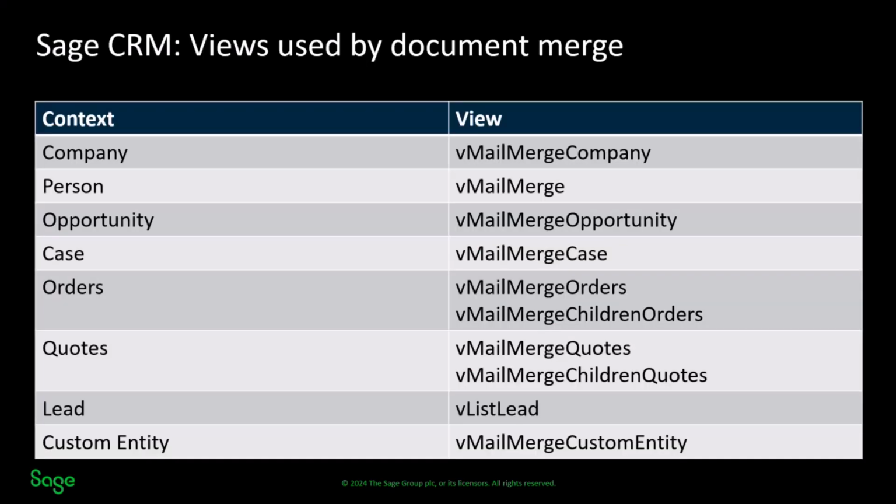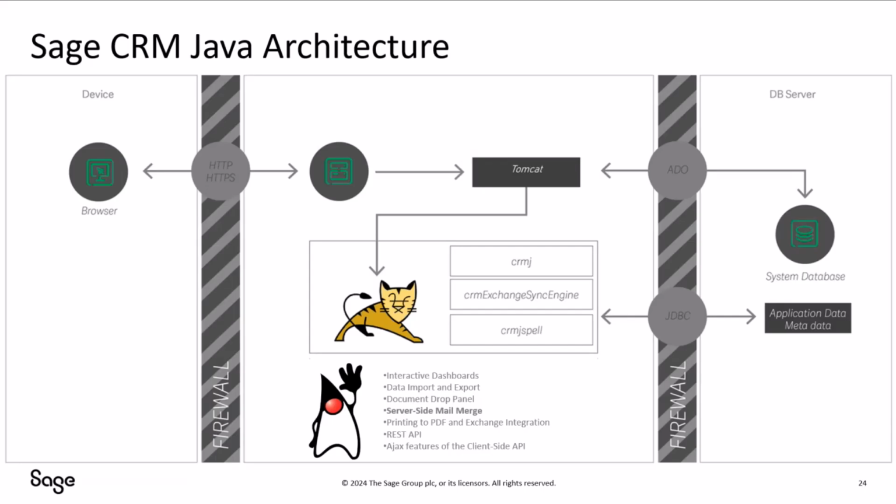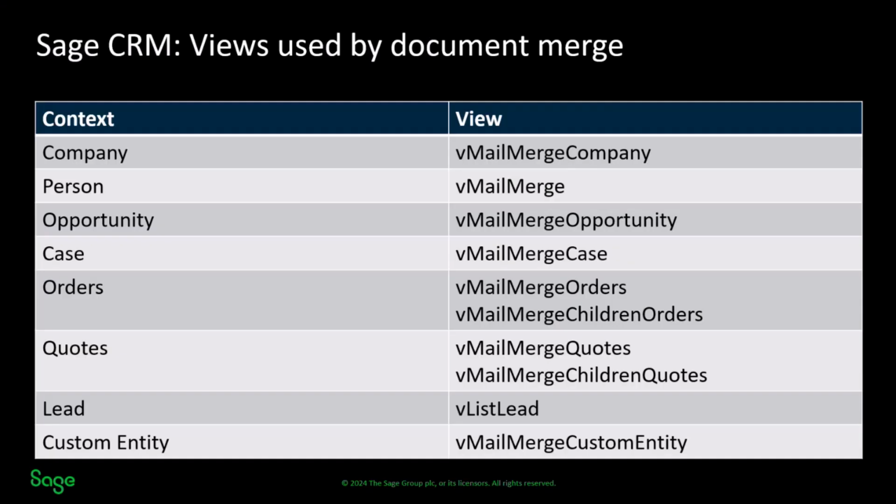And in terms of where the data comes from, we're using these HTML or Word templates, but they're all being drawn from an underlying view, and the view changes according to the context in which the mail merge is initiated. What that means is, and actually if we go back onto this slide, we can see that if we're in a particular context like the company, it's being drawn from a view called vMailMergeCompany. If we were in the context of the person, it would be vMailMergeOpportunity.